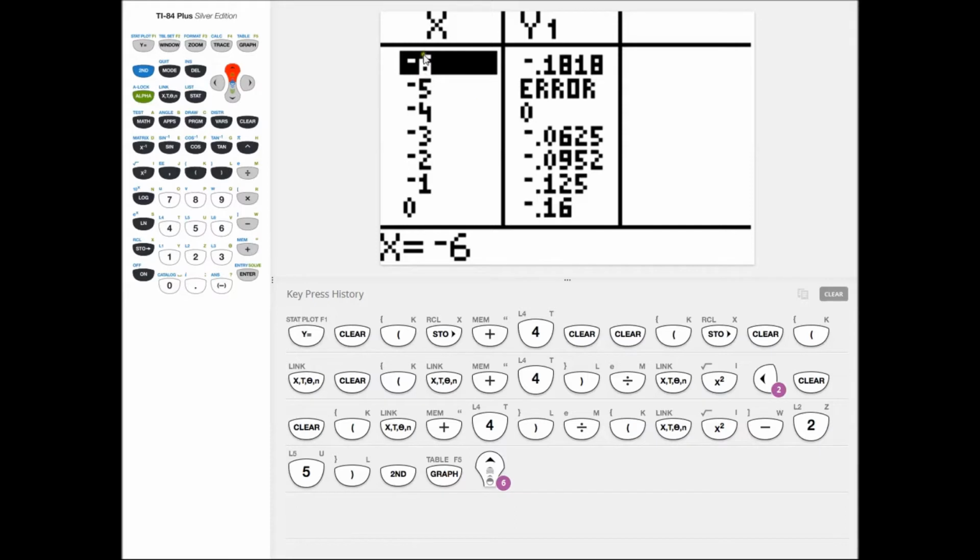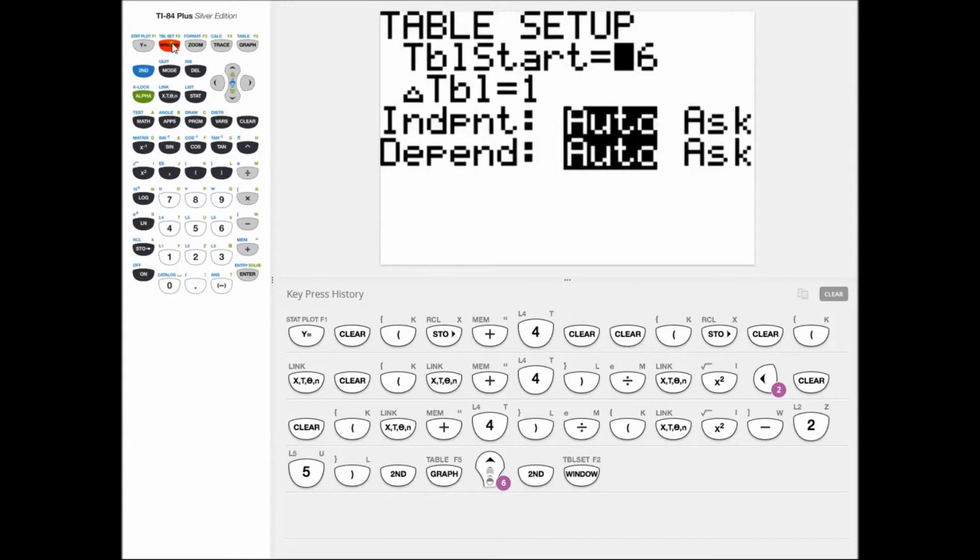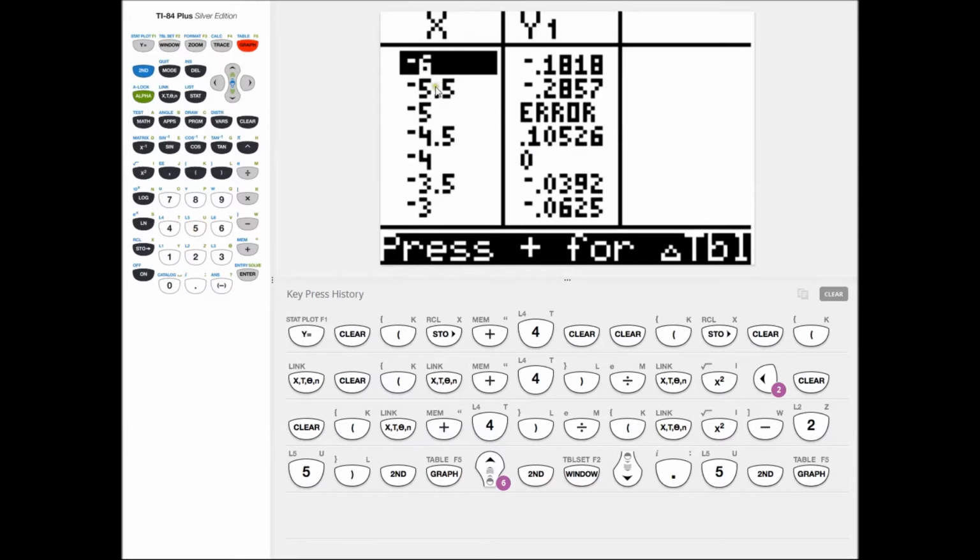So if I plug in something less than -5, I get a negative. If I plug in something between -5 and -4, well, I can't see what's going to happen there. So what I want to do is go to second and go to table set. And we've done this before in another unit, but here I'm going to change this to something in between whole numbers. I don't want to count by whole numbers. Maybe I'll count by a half, so by 0.5. Now by doing this, my table is going to show points halfway in between each point.